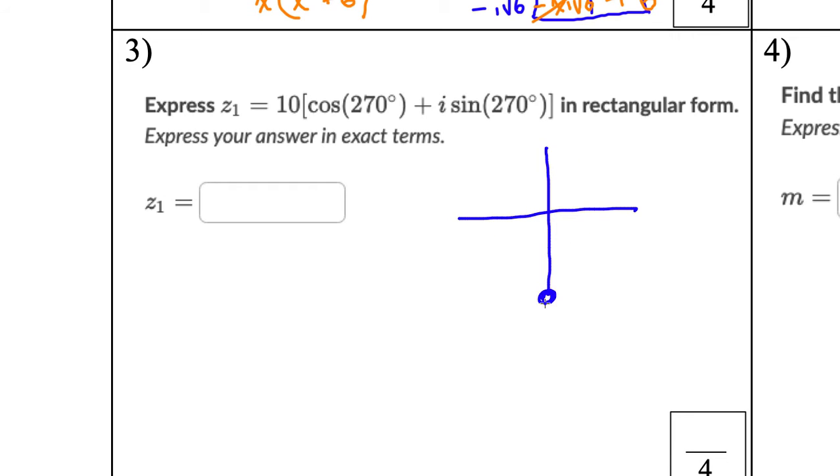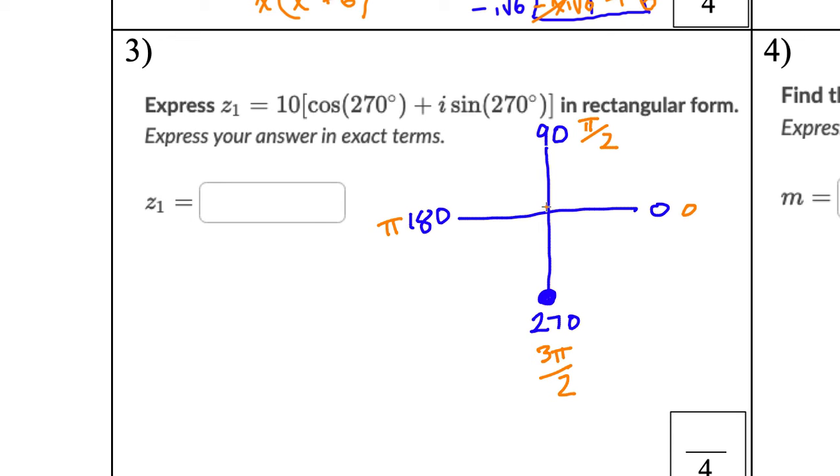270 is right there. Straight down. Again, as a review, and you can have this on your note card as well, you can go back through your notes. You can say, okay, that's 0 degrees, that's 90 degrees, that's 180 degrees, that's 270 degrees. You can do that in radians again if you want. 0 radians, pi over 2 radians, pi radians, or 3 pi over 2 radians. Those are the big ones that you really, really should know.